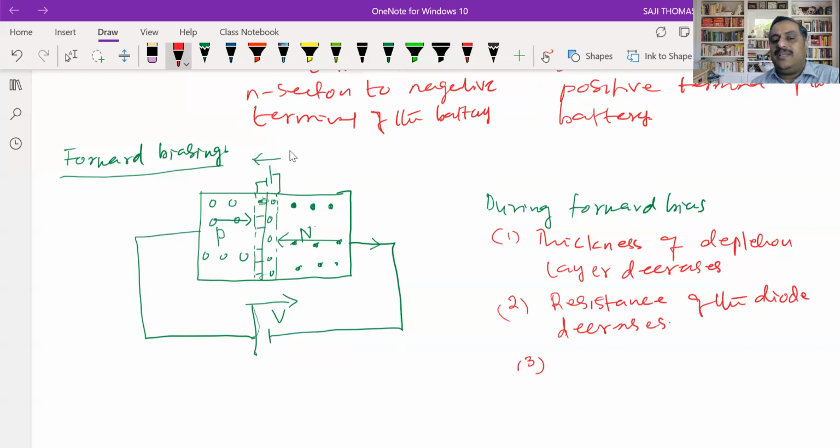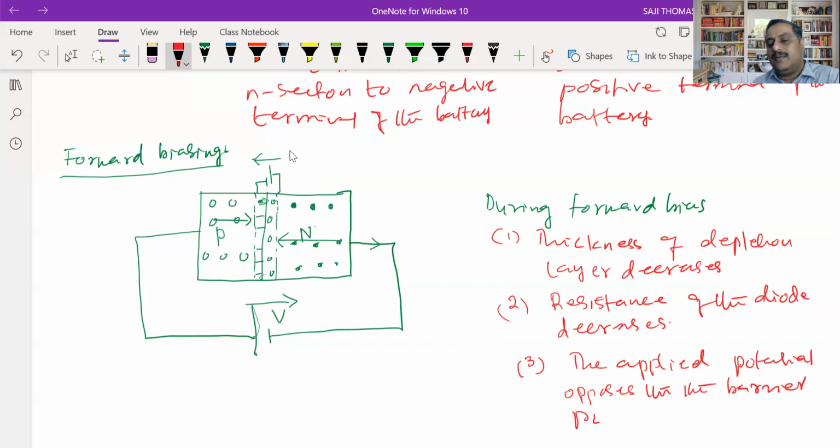And the third point is, you see the net potential at the junction. At the junction, you know, the applied potential V and the barrier potential are in opposite directions. So the effective potential at the junction decreases. Okay. The applied potential, that is due to the battery, opposes the barrier potential.